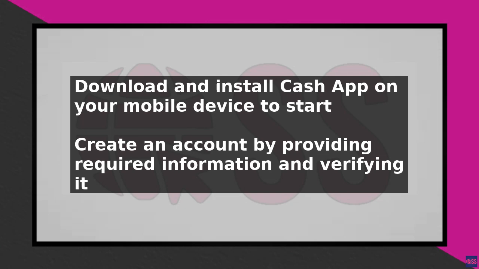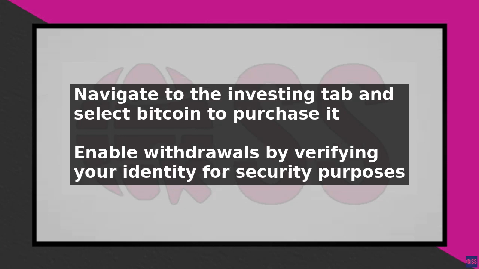After setting up your account, navigate to the Cash App home screen and tap the Investing tab. From this section, select Bitcoin and then tap the Buy button to purchase the desired amount of Bitcoin.